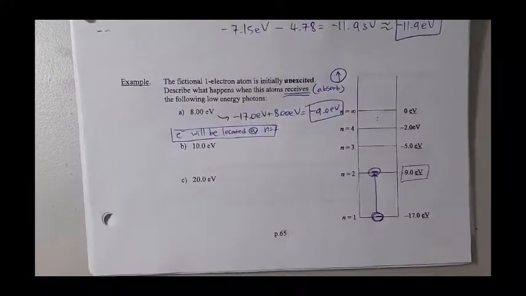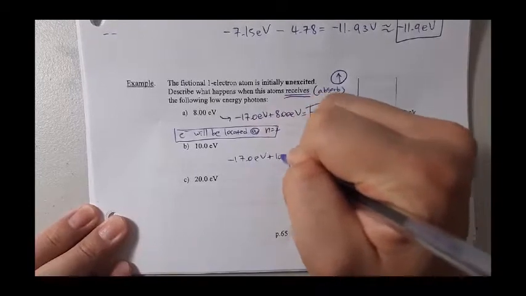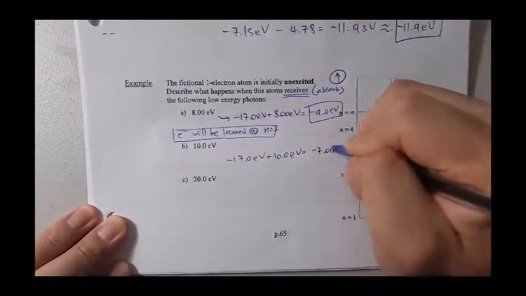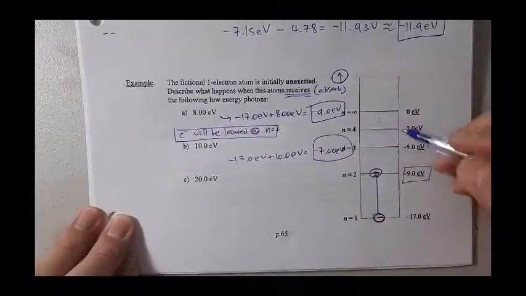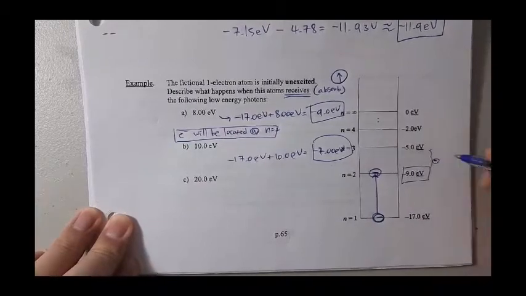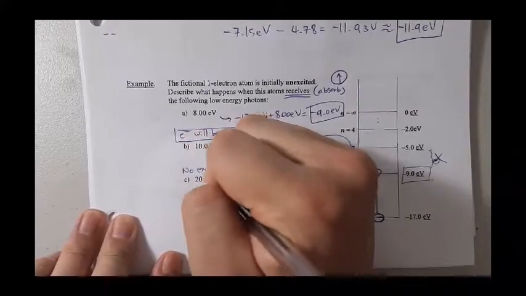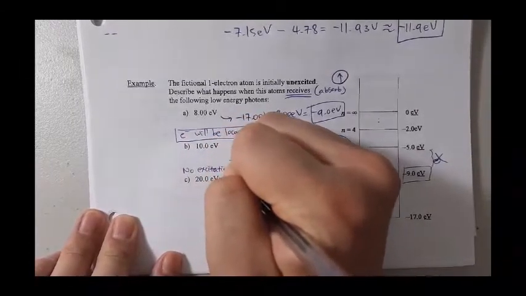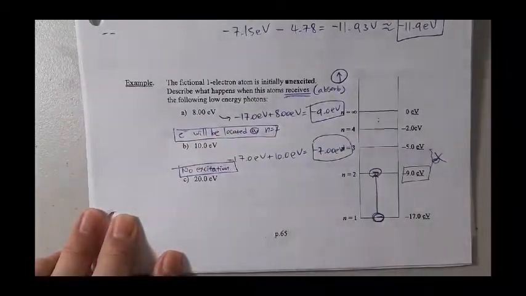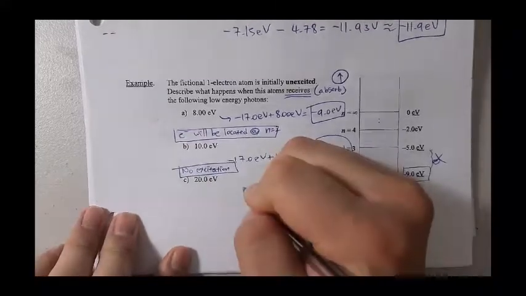If it's, however, 10, negative 7. Do we have negative 7? No, negative 7 is in fact somewhere in between. Then nothing happened. It has to be no excitation. Exact same reason. C, 20.